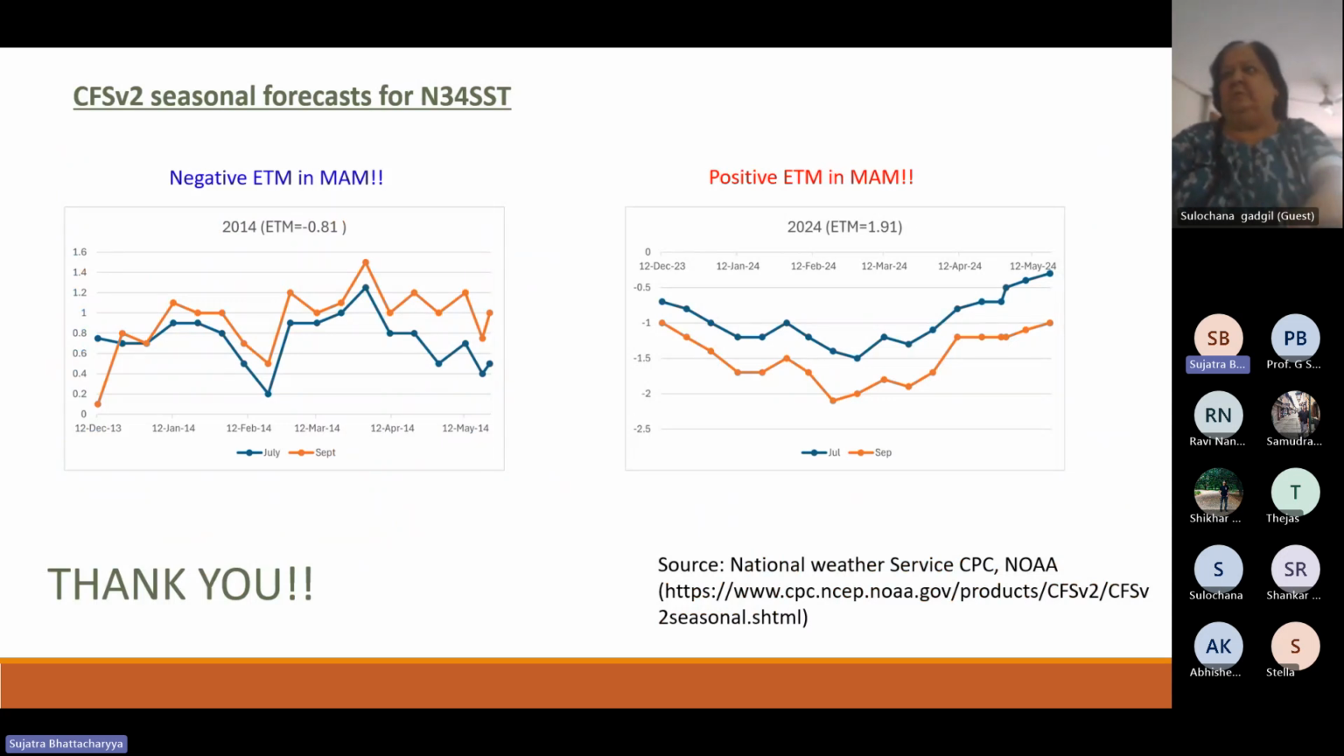In the current year, it is a very strong one for 9 months. The models which were using the 12 December initial condition were predicting some La Nina. The models initialized just before the spring forecasted very strong La Nina in both July and September. However, the latest simulation, based on the May initial conditions, showed that the La Nina strength is decreasing. Even in July, there is no La Nina, because you can see it is less than -0.5, and ETM is very positive. So it suggests that ETM might be playing some role in determining the course of evolution of these SST anomalies in the Nino 3.4 region.